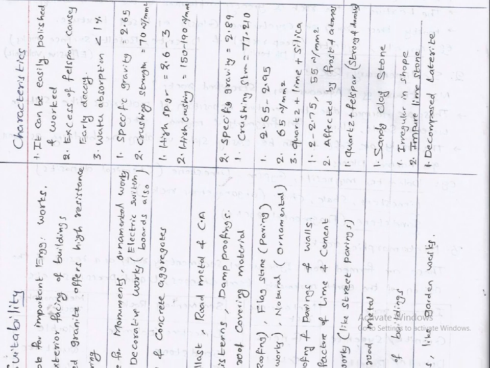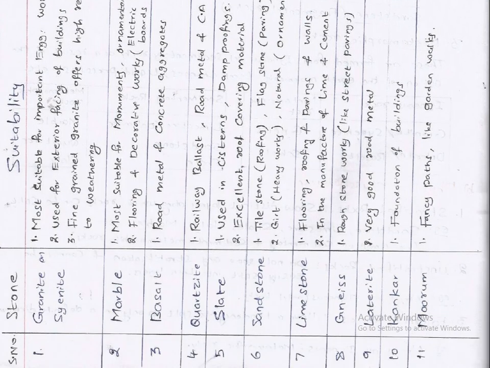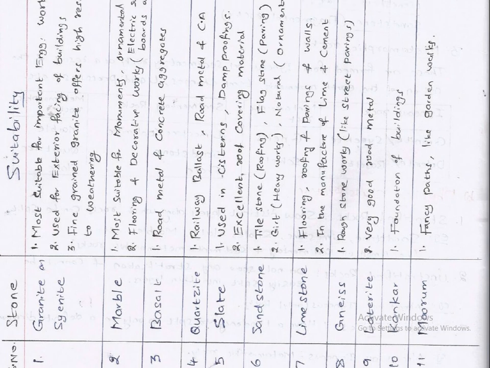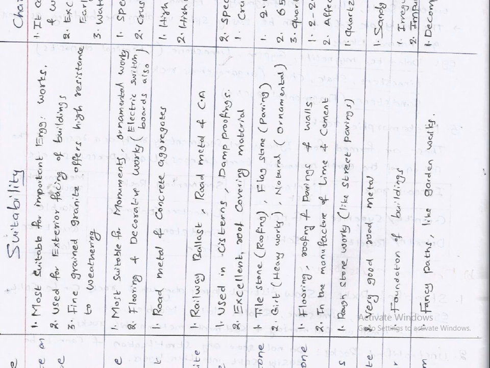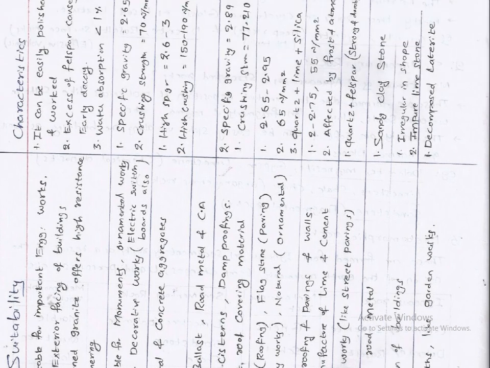Sixth, sandstone. These stones are used in roofing, flagstones and paving. Grit is used for heavy works and ornamental work. Specific gravity lies between 2.65 and 2.95, crushing strength 65 Newton per mm square. Composition: quartz plus lime plus silica. This was all about sandstone.